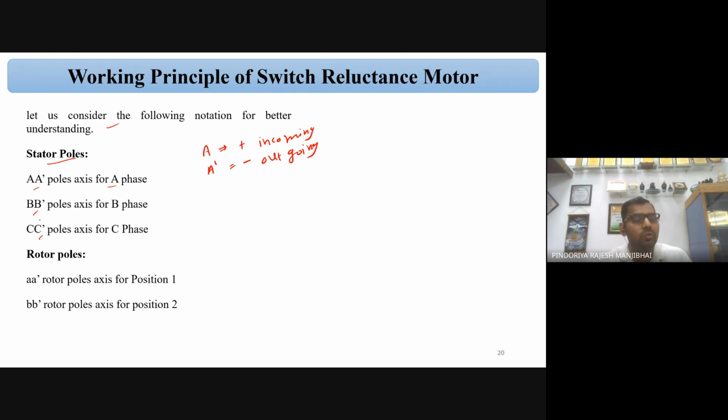Okay, so normally we use a 3-phase motor. Yes, people use a 6-phase motor also, but that depends on the application, for example if you want high torque and high power. Rotor poles a and a complement are the rotor pole axis for position 1, and b complement is the rotor pole axis for position 2. Students, please concentrate on this: a capital letter indicates the stator pole, and a small letter indicates the rotor pole.